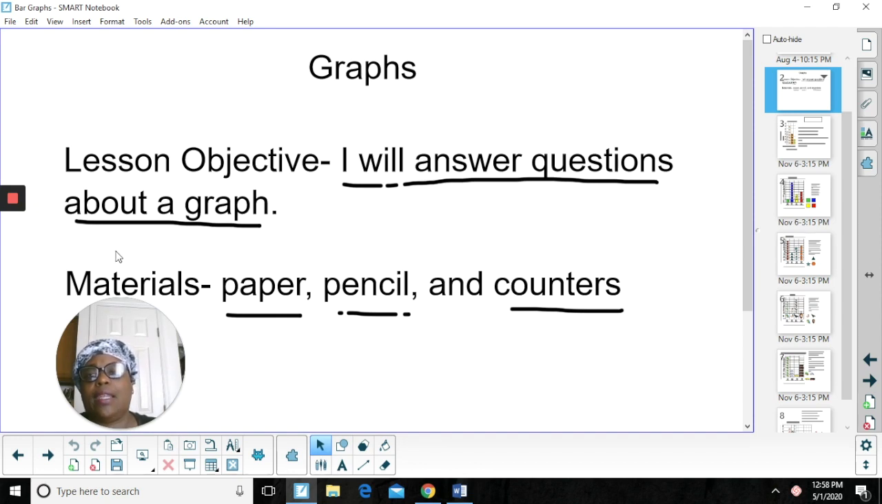So let's look at our lesson objective. I will answer questions about a graph. Okay?